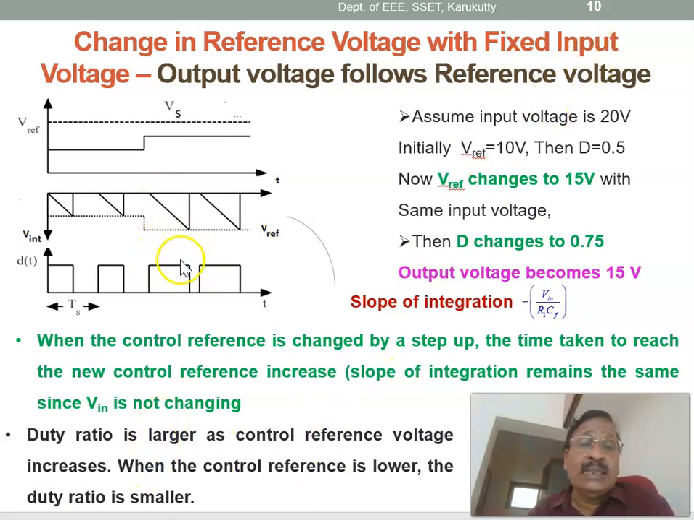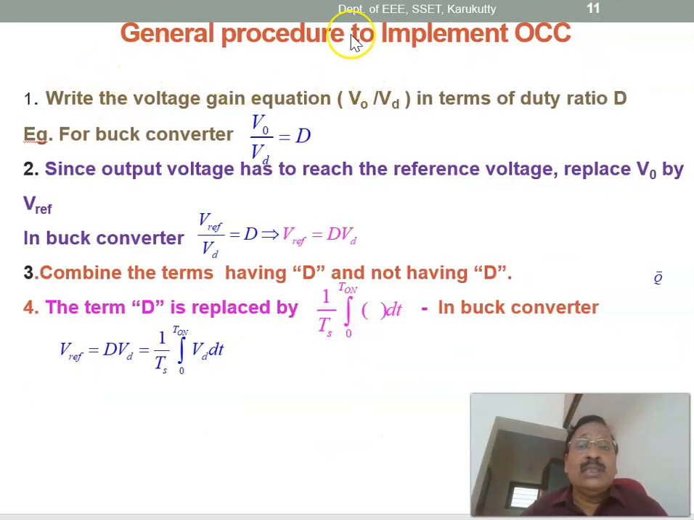As the reference voltage increases, the duty ratio increases. As the reference voltage reduces, the duty ratio reduces. Now we'll see the general procedure for implementing one-cycle control. This is a general statement that can be used for a buck converter, boost converter, buck-boost converter, any type of converter. So this is a general procedure.